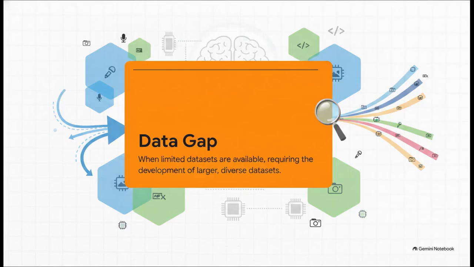And fourth, the data gap. This one's pretty straightforward. The data being used to train or test models is either way too small or just lacks the necessary diversity. If every single researcher is training their AI on the exact same limited data set, well, that's a huge data gap. It presents a clear opportunity for you to step in and build a much larger, more diverse data set.